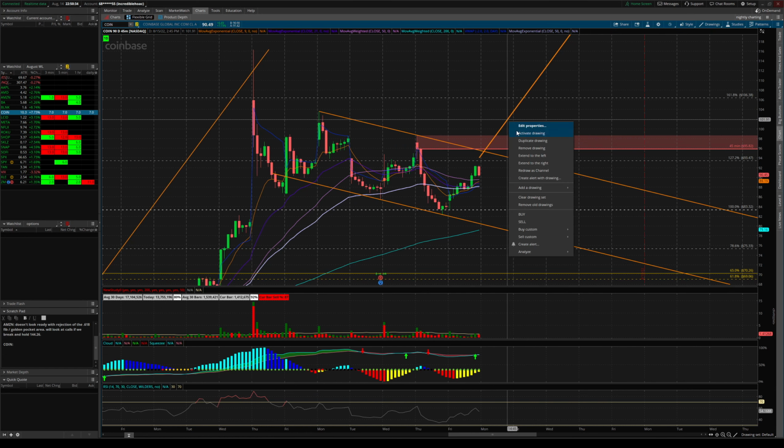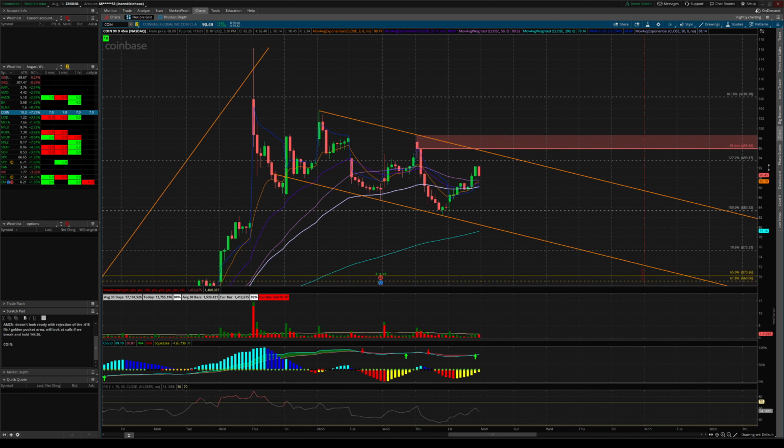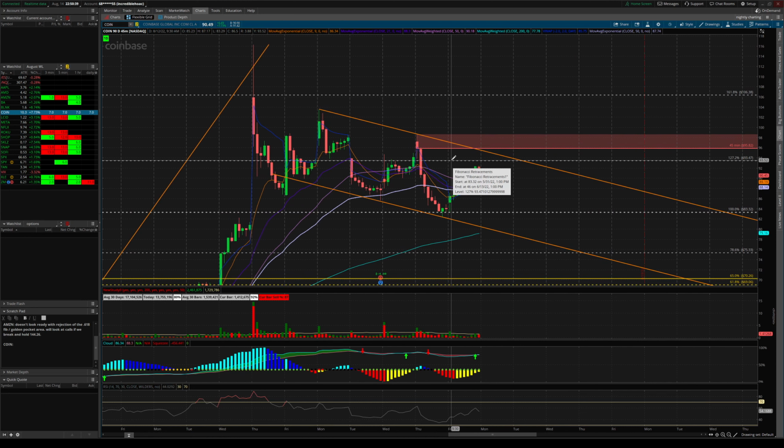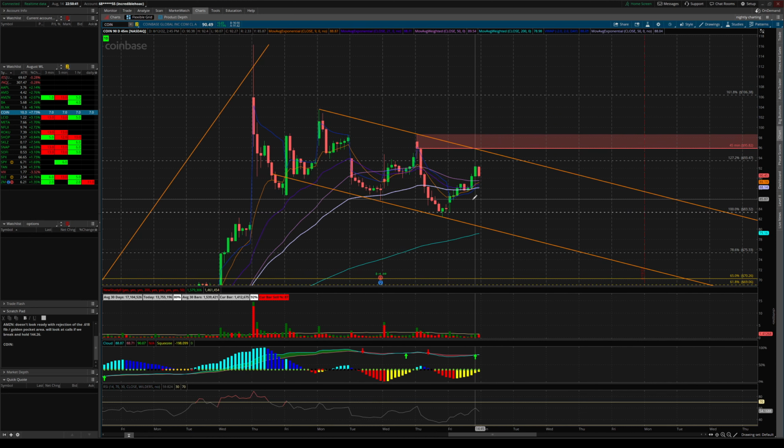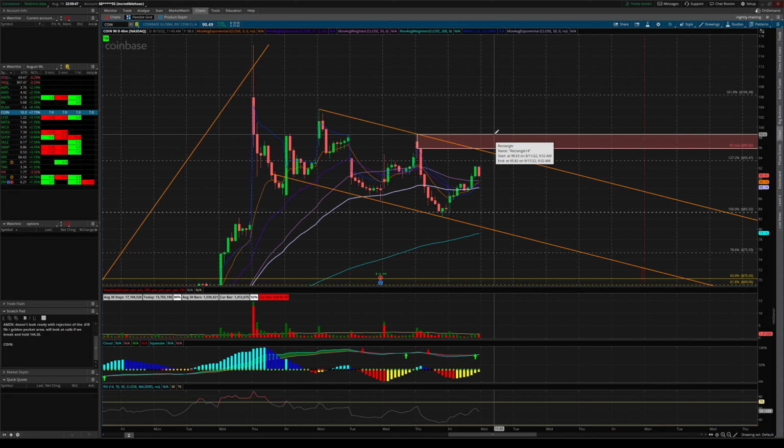Let me get rid of this breakout. But this is a really good setup that I see as well, but it's something that we already took. So it's just going to be on watch, but it's not really something that I'll be looking for as a day trade.